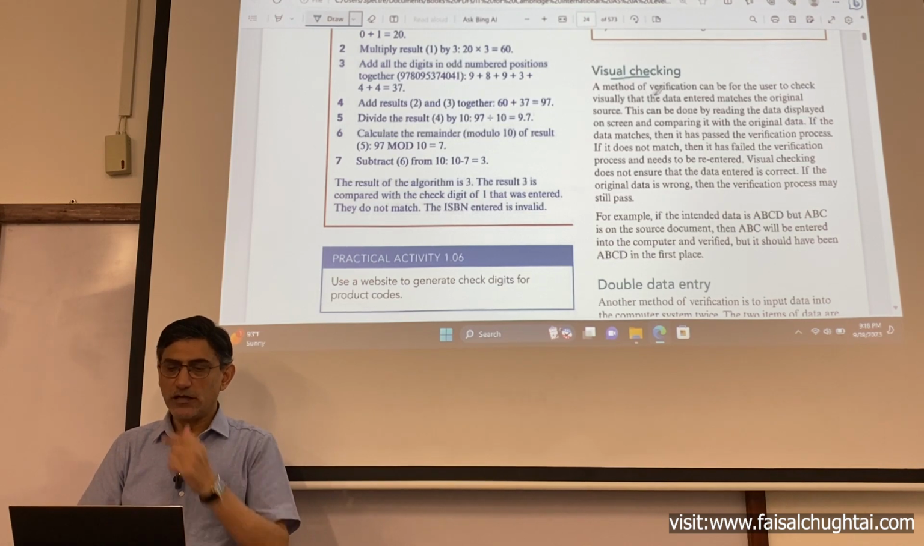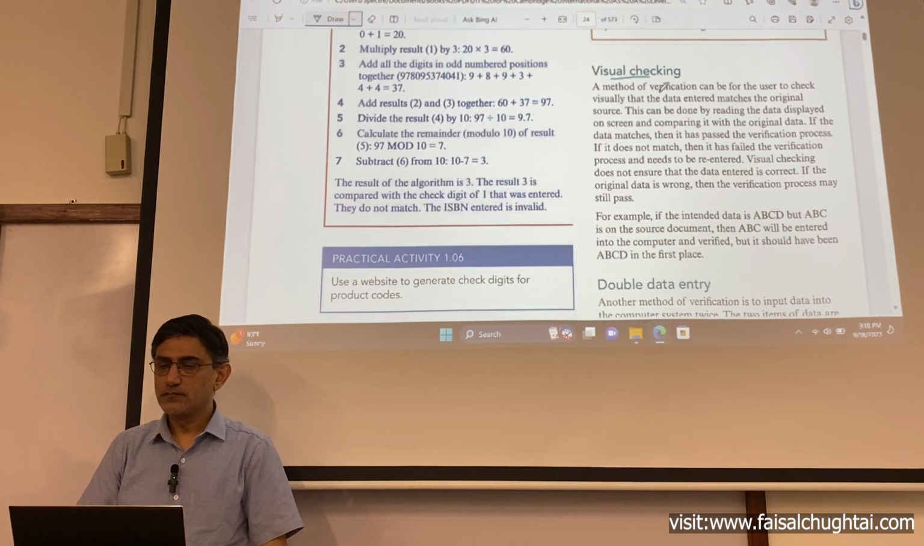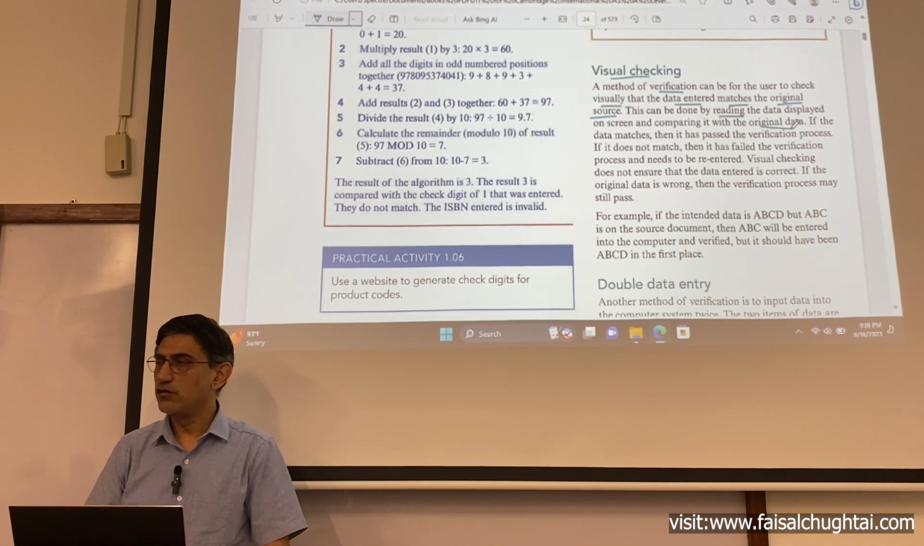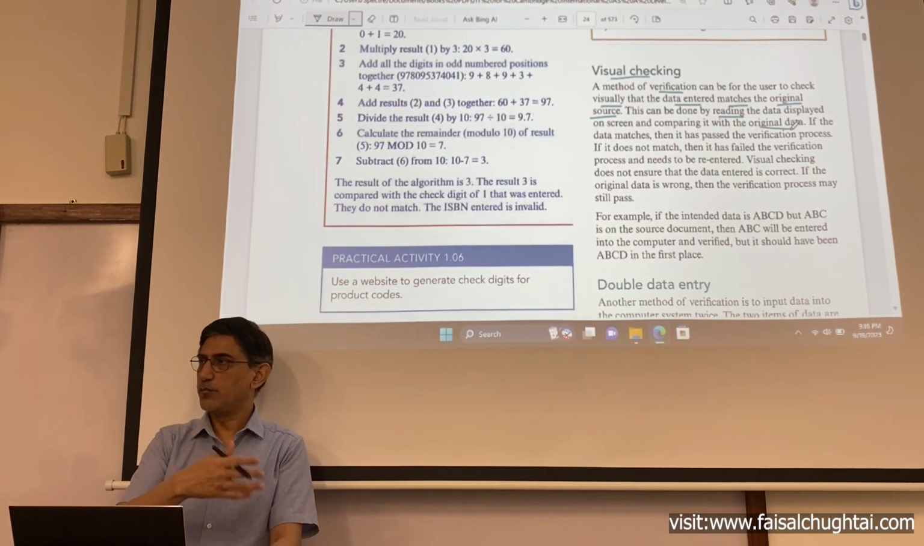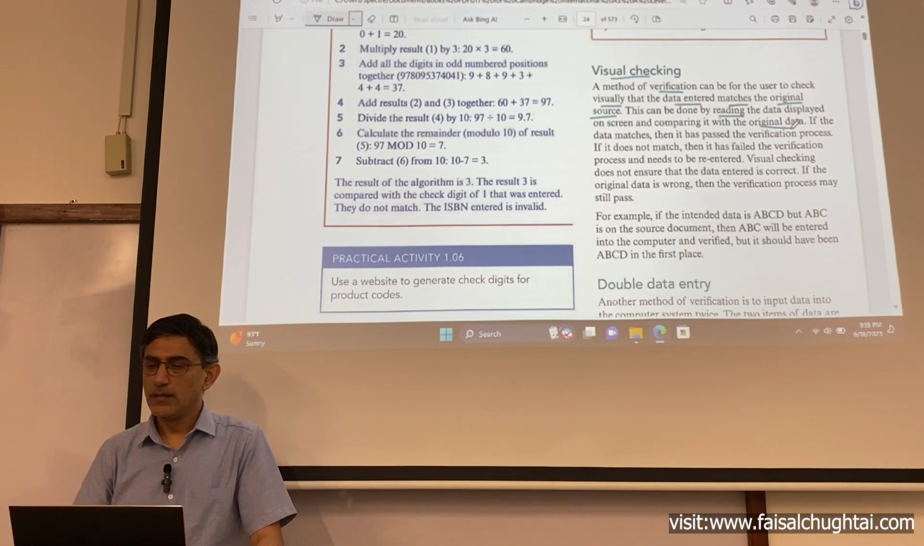Okay, so if you look at this, it says that a method of verification can be for the user to check visually that the data entered matches the original source. This can be done by reading the data displayed on the screen and comparing it with the original data on the source document. This is normally what we do when we are copying something from a source document.